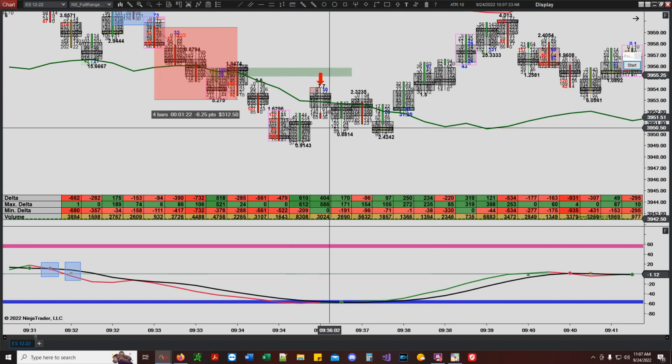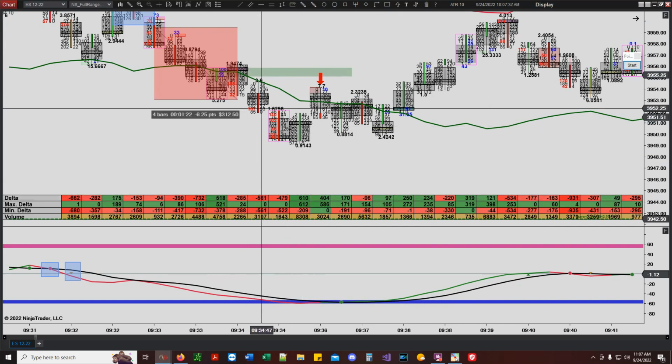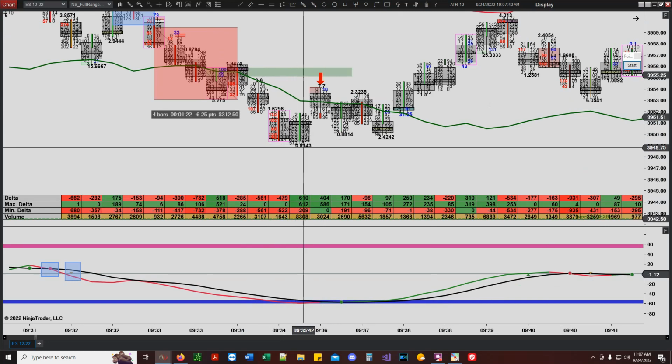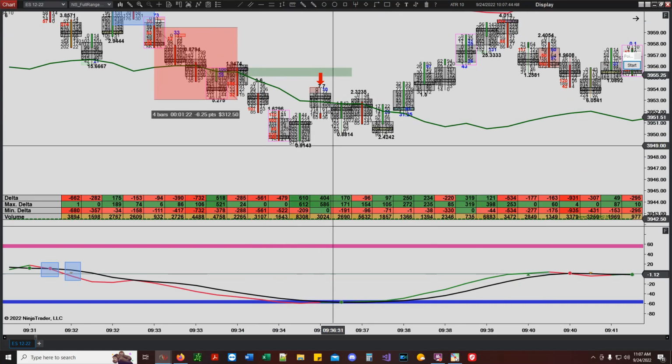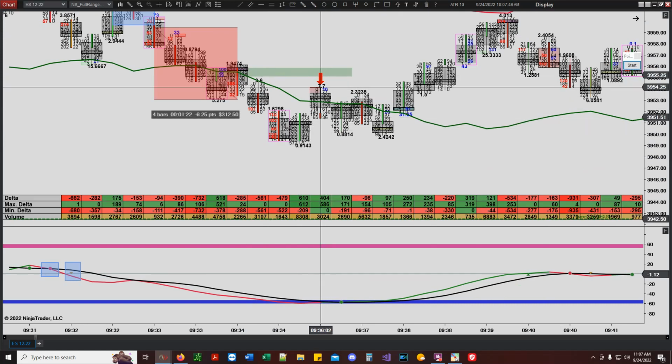You see it's bottoming out right here. The delta is easing up. The delta started easing up right here along the bottom. You got plus 610, plus 404, which is a delta divergence. Not enough for Mike.